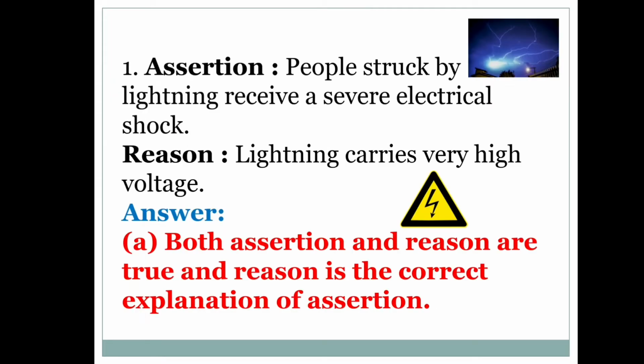First one, assertion. It is the statement, people struck by lightning receive a severe electrical shock. Reason, lightning carries very high voltage. The answer is option A. Both assertion and reason are true and the reason is the correct explanation of the assertion.